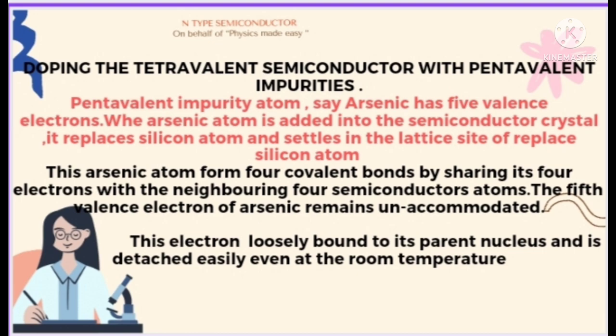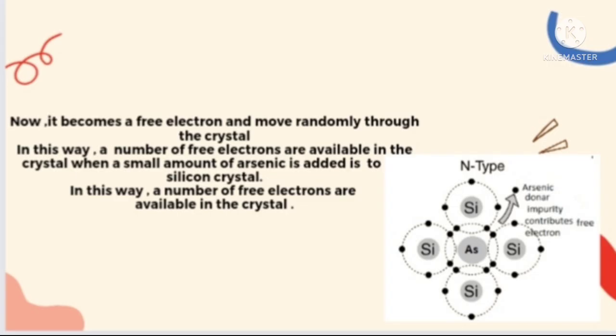The fifth valence electron of arsenic remains unaccommodated, so this electron is loosely bound to its parent nucleus and is detached easily even at room temperature. So now the electron becomes free and moves randomly through the crystal. In this way, a large number of free electrons are available in the crystal when we add a small amount of arsenic to the crystal structure. So in this type of semiconductor, there is a large number of free electrons.